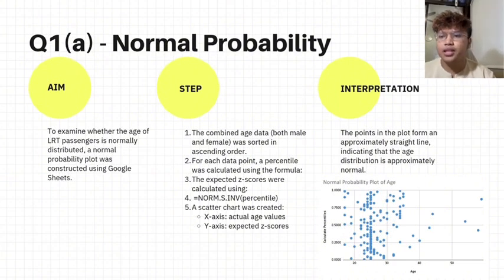And then for interpretation, from the scatter plot on the right, we can observe that the points roughly form a straight line. This tells us that the age distribution of LRT passenger is approximately normal.